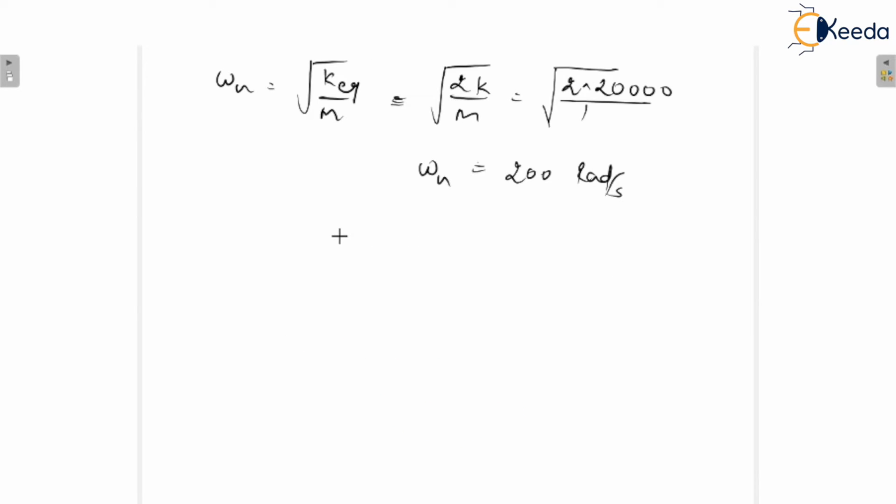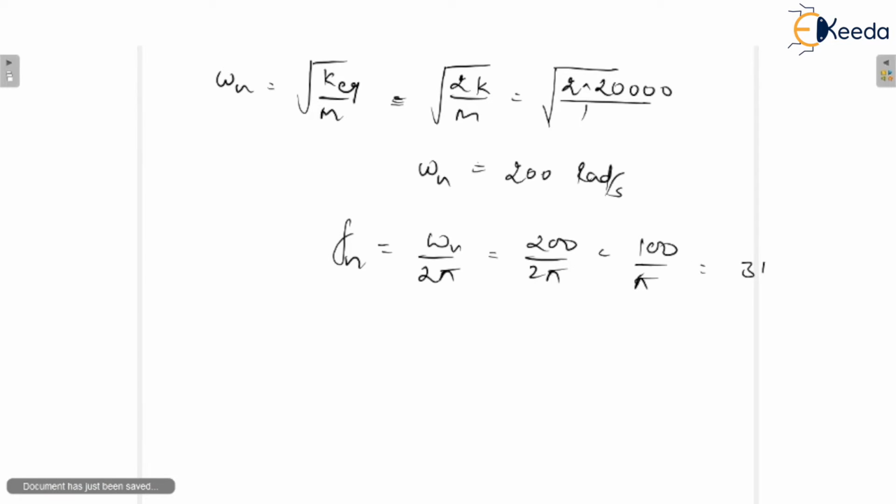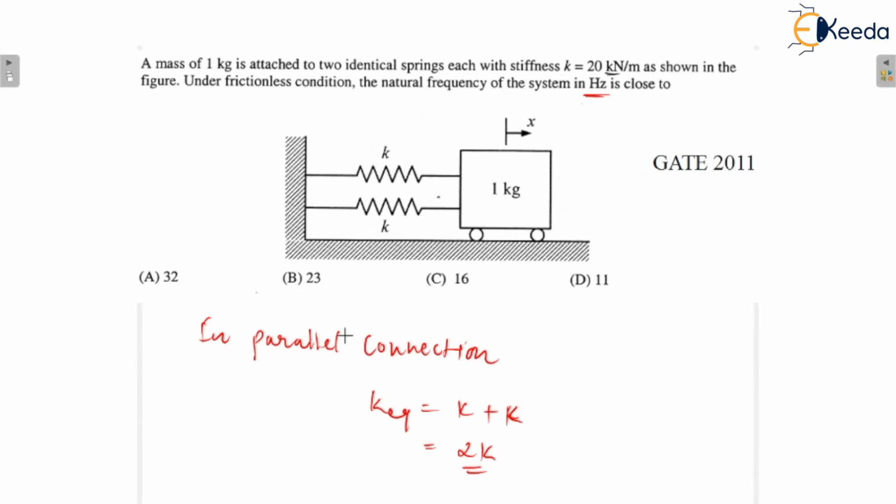But we have to find out frequency in hertz, so that would be omega n upon 2 pi. 200 upon 2 pi, that means 100 upon pi. So when you solve this, you will get the value Fn, that would come out to be 31.83 hertz. But you can see that the approximate value would be 32. So option A is the correct answer.